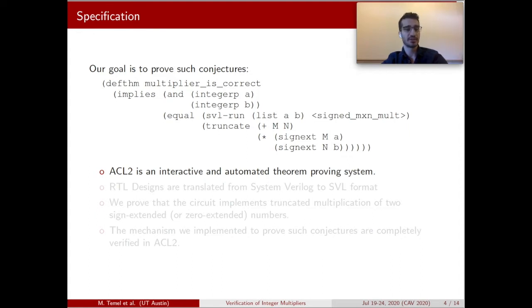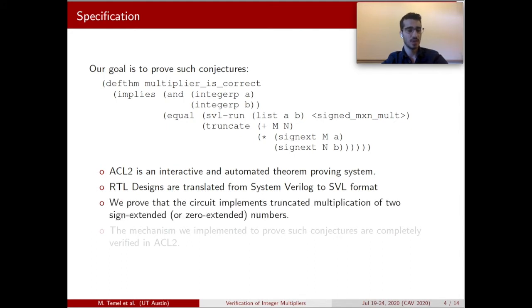On the left-hand side of the equality, we see the evaluation of the design in SVL format. This is translated from SystemVerilog so that designs can be interpreted in ACL2. The SVL run function evaluates this design for any bit vectors A and B. On the right-hand side, we see the specification represented with the built-in multiplication function with appropriate sign extension and truncations.